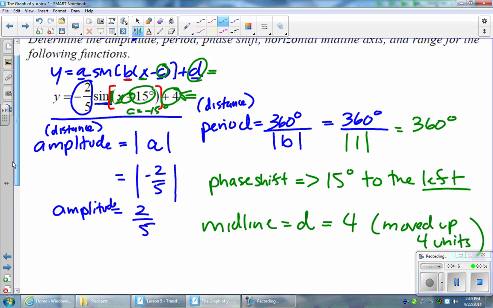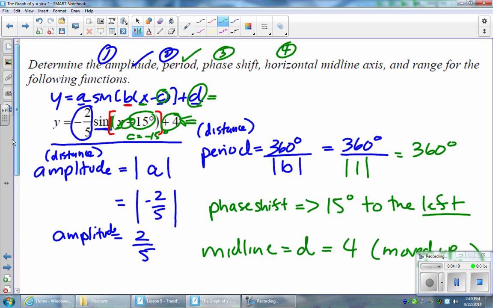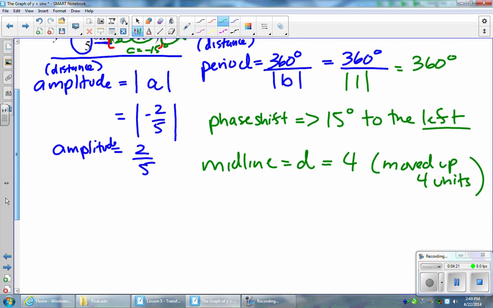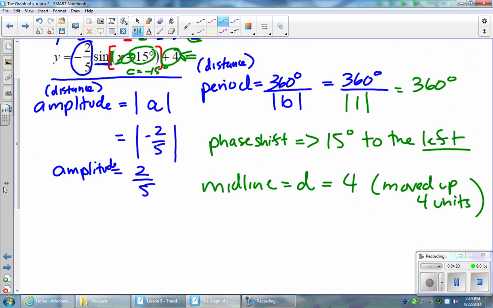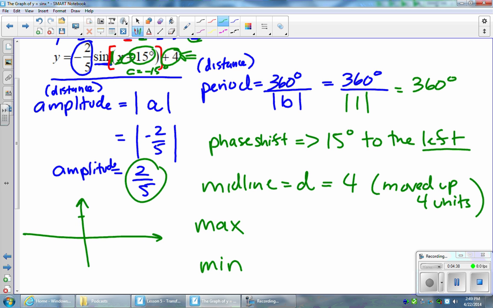The last thing I want to identify here is the range. To identify the range, you need to know two things: what is the max and what is the min. Looking at this graph here, since I know that my midline is across 4, so it's been translated 4 units up, and my amplitude is quite small, it's 2 over 5, my graph will look something like this. Very rough sketch, but that's the idea of this graph. All right, so here's my graph.